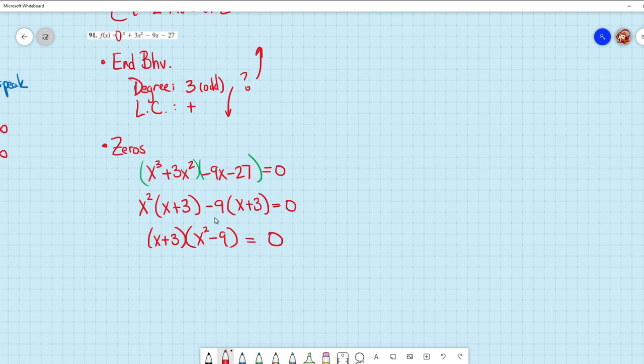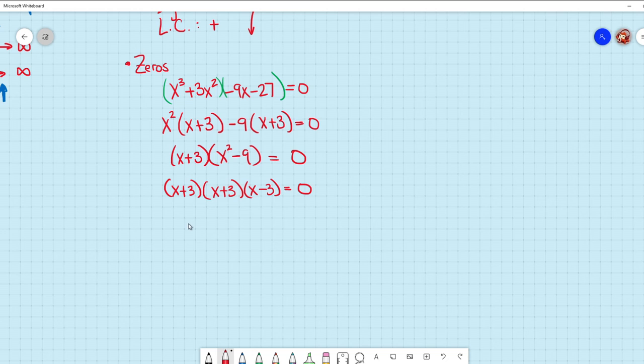Now this, we can factor even more, because it is a difference of squares. So this will become x plus 3, x minus 3. Now this has been completely factored. I'm going to now write my zeros. What values of x make the equation equal to 0? Well, when it's -3, -3 again, so that's a multiplicity of 2 for that -3. And then finally, +3. So those are my answers.